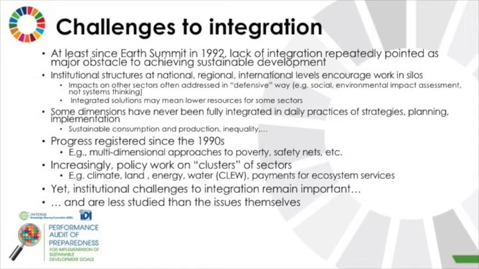Some broader dimensions, such as sustainable consumption and production and inequality, have proven very difficult to integrate fully in the daily practices of ministries, in strategies, planning and implementation. This does not mean that everything is black. Progress has been registered since the 90s, for example, in terms of multidimensional approaches to poverty and safety nets, with many innovations in many different contexts, and increasingly policy work on clusters of sectors, which tend to be called the nexus approach or nexus of sectors. And one of them is the nexus between climate, land, energy, and water.